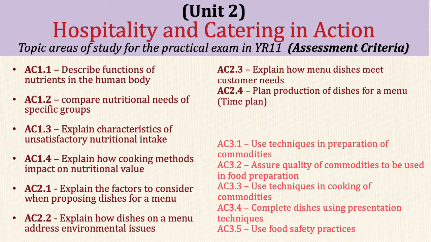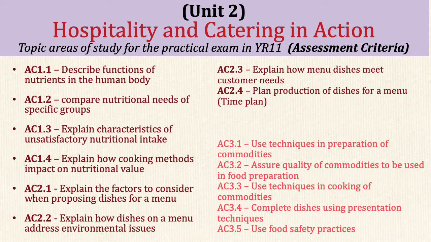After you are presented with the exam question, you will be asked to complete your controlled assessment answering all the areas listed with reference to your chosen dishes. AC 1.1 right through to AC 2.4. AC 1.1 will ask you to describe functions of nutrients in the human body. AC 1.2, compare nutritional needs of specific groups.